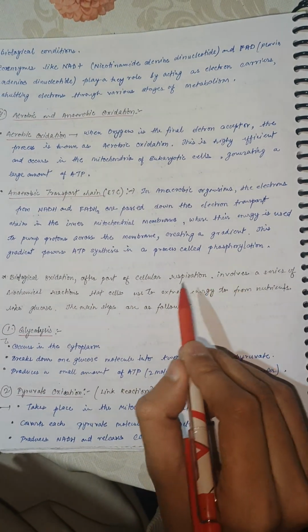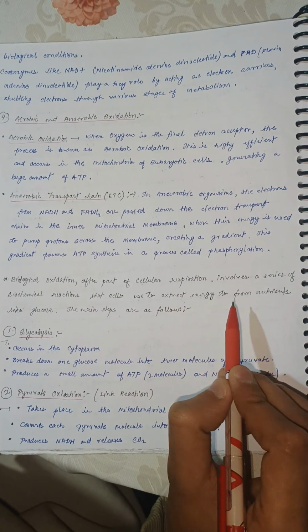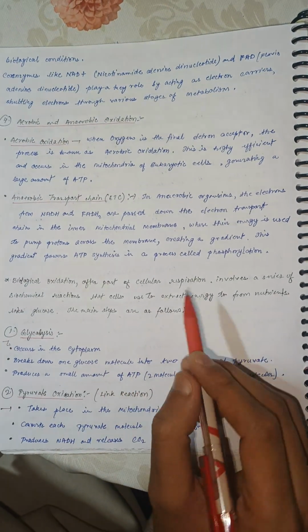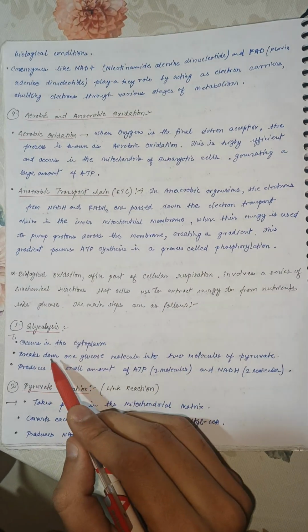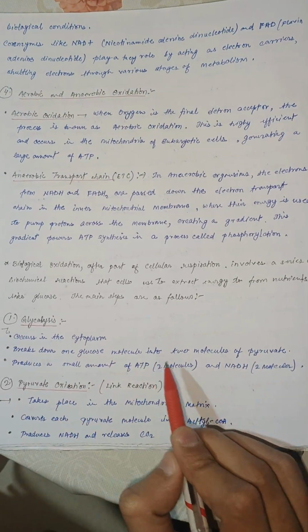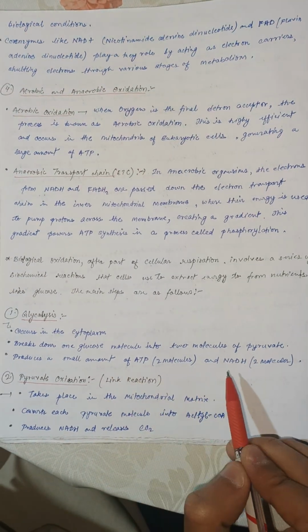It involves a series of biochemical reactions that cells use to extract energy from nutrients like glucose. The main steps are as follows. First one is glycolysis. It occurs in the cytoplasm, breaks down one glucose molecule into two molecules of pyruvate, and produces a small amount of ATP and NADH.